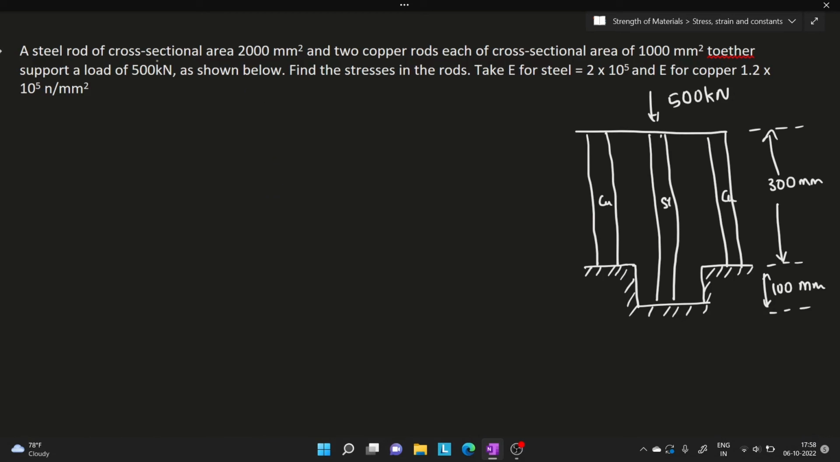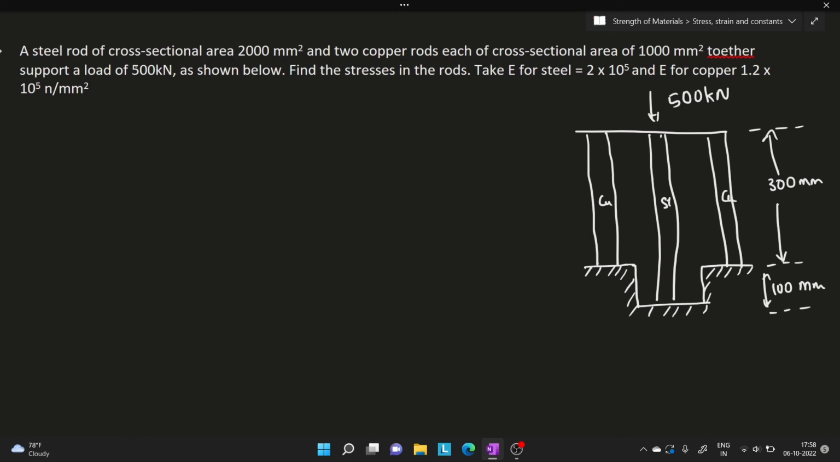We're going to have another problem on composite bars. Composite bars is nothing but wherever we have a particular element made up of 2 or more elements, right? So here we have a bar made up of copper, steel and again copper. Now let me just read out the question. What do we have to do in this particular problem? Again, this is a fairly simple problem just to make our basics stronger.